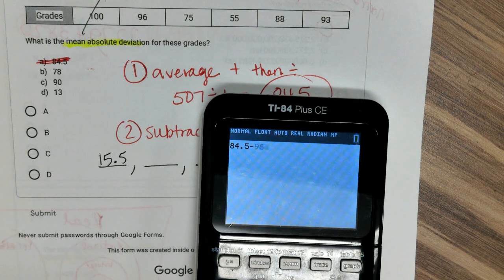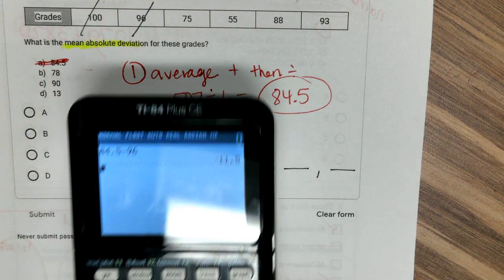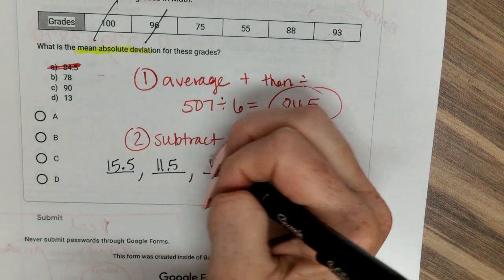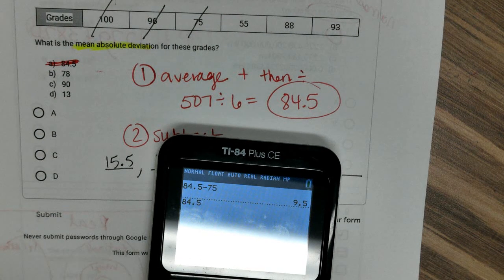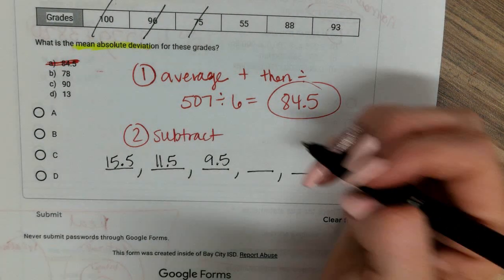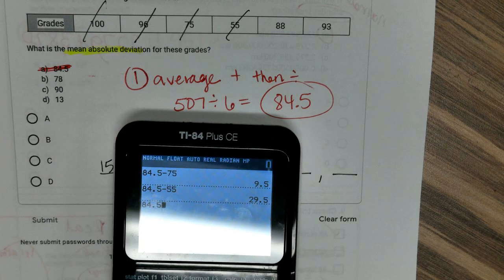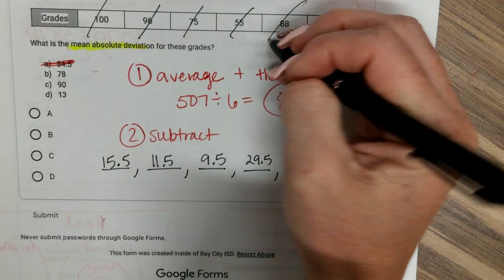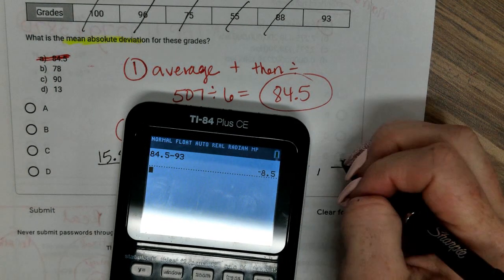84.5 minus 96, 11.5. 84.5 minus 75, 9.5. 84.5 minus 55 is 29.5. 84.5 minus 88 is 3.5. And 84.5 minus 93 is 8.5.